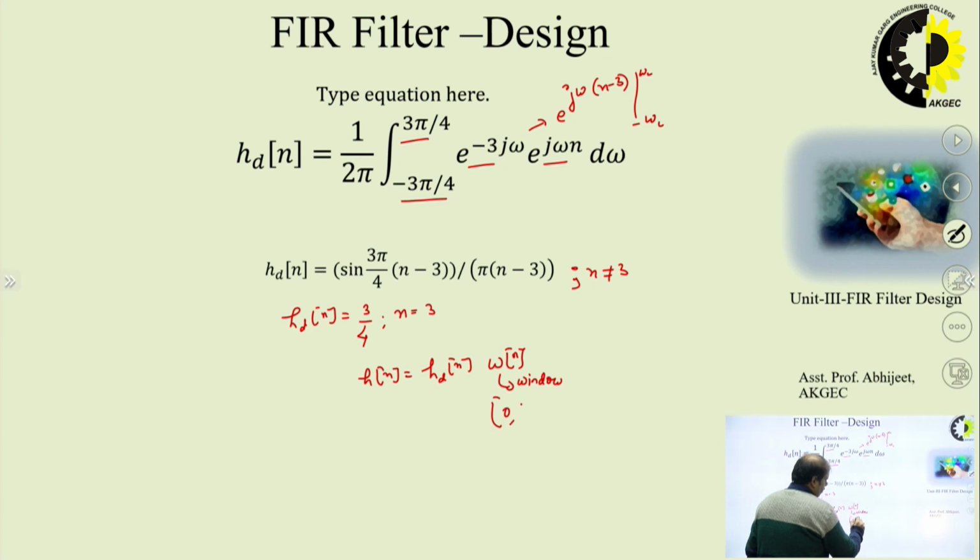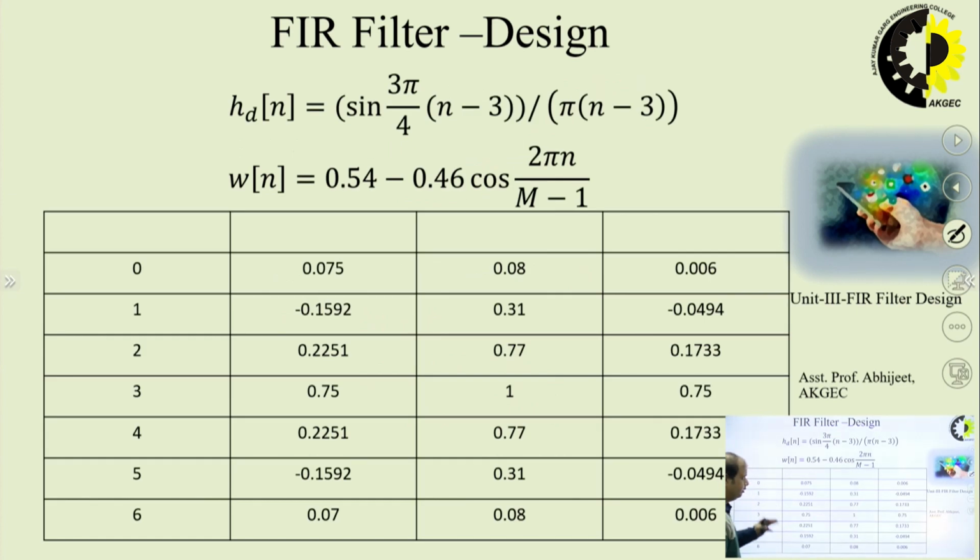The window function will be from 0 to M minus 1, which means the length will be M. Now hd of n is existing from minus infinity to plus infinity in time. It is multiplied by something which starts at 0 and ends at M minus 1. So before 0, and from M onwards, h of n will have no component of hd of n, which means we truncate this by multiplying by a truncated function, which is called a windowing function. We generally use window functions, and for the current situation I have illustrated using the Hamming window.